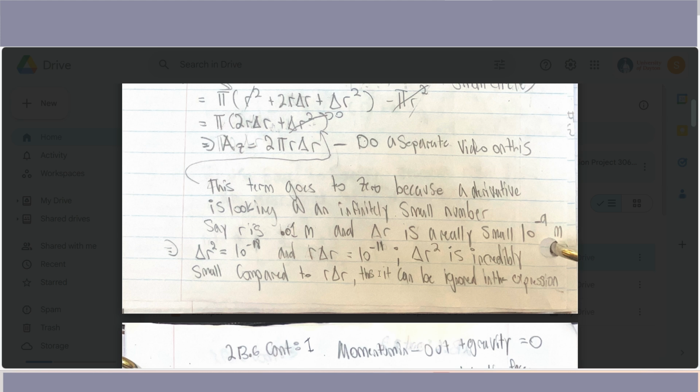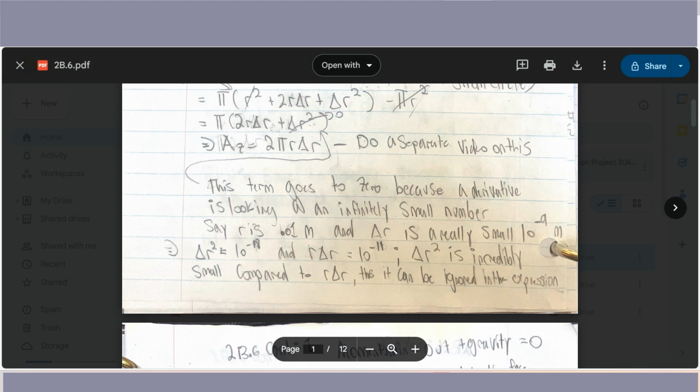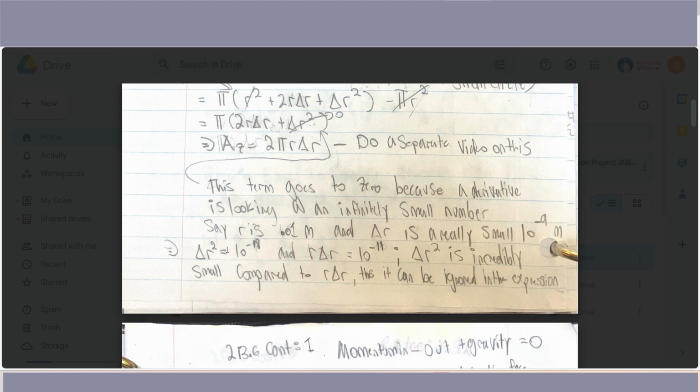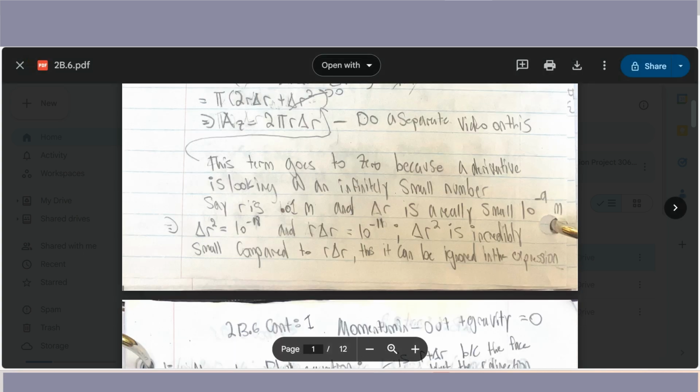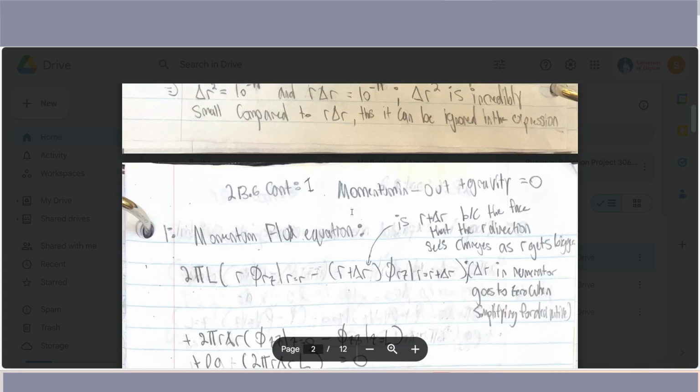If you square an infinitely small value, it's going to be infinitely smaller than the infinitely small value, basically. So, you could just read this. It basically says that with actual numbers.